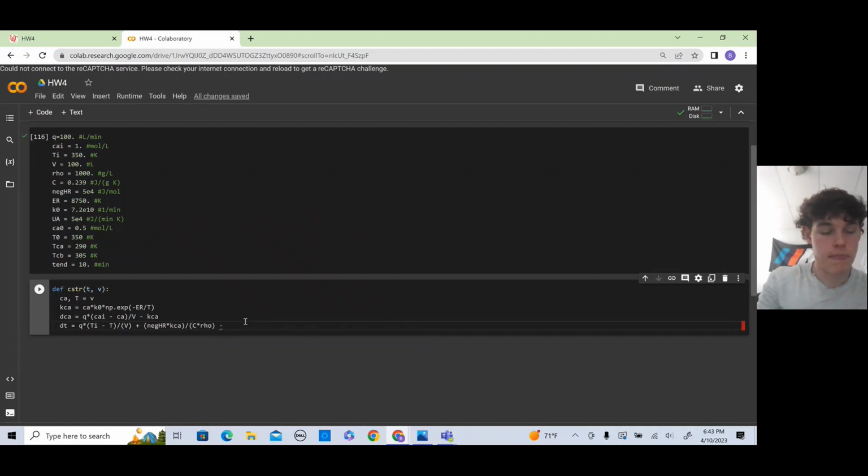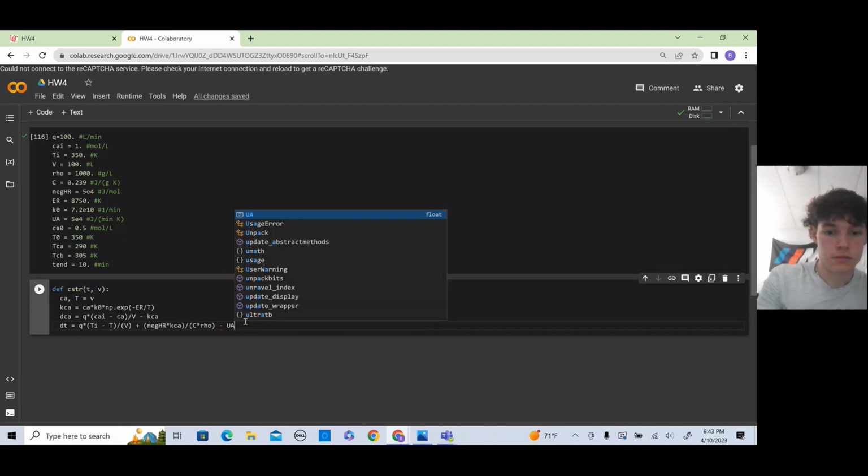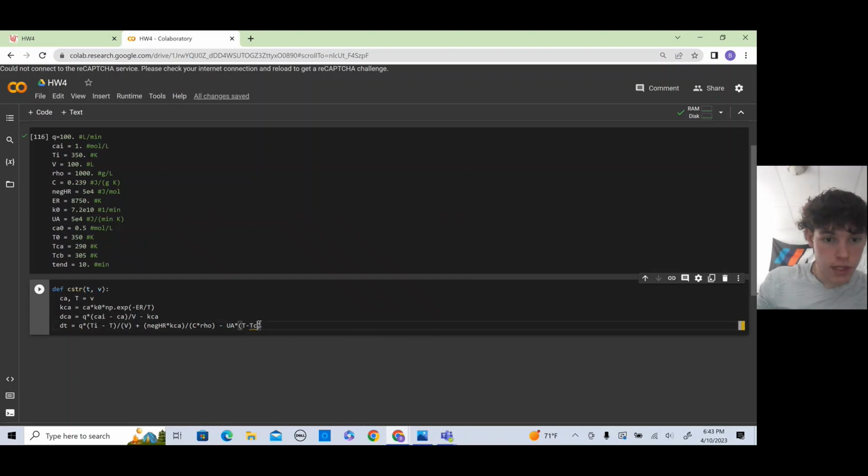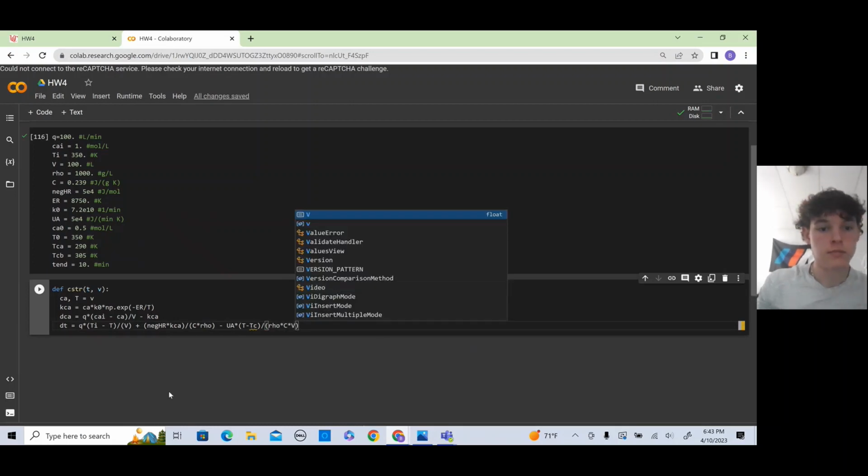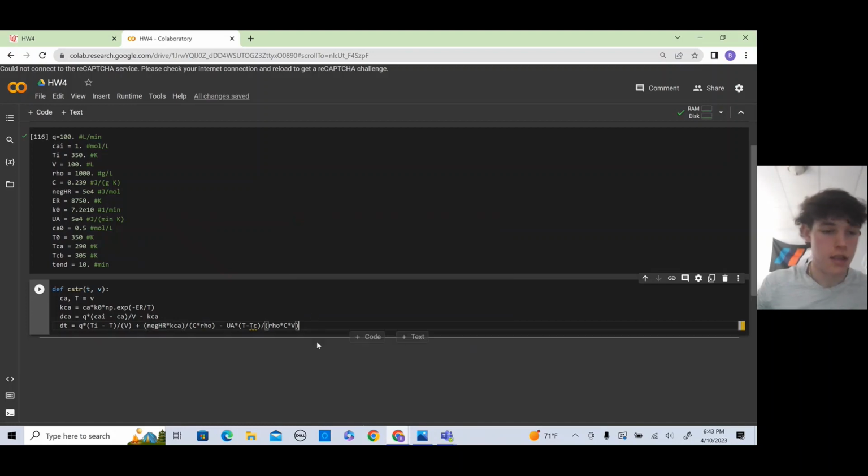And then lastly, we will have our heat transfer coefficient, or UA, times our T minus TC. And this will be divided by everything since nothing in this situation would cancel out. So our rho times C times V, which are all constants, and that should give us our dT.